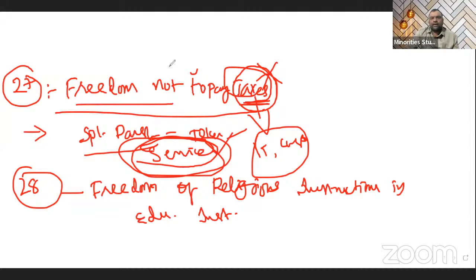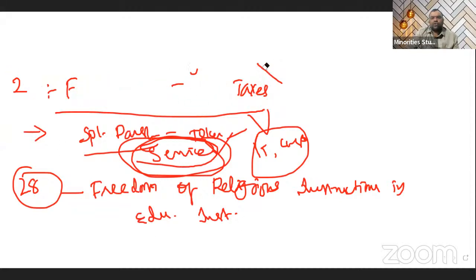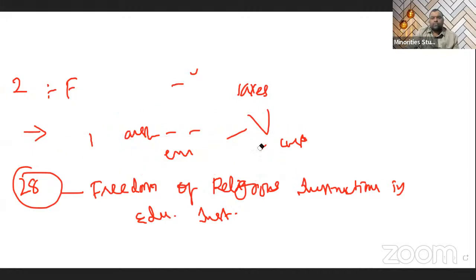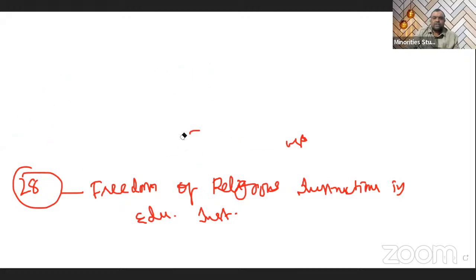This is very important here. This one talks about freedom of religious instructions. So what is this freedom of religious instructions in educational schools? There are four important things you must remember here. Number one, what is the first one? The first one is institutions completely funded or aided by the government.